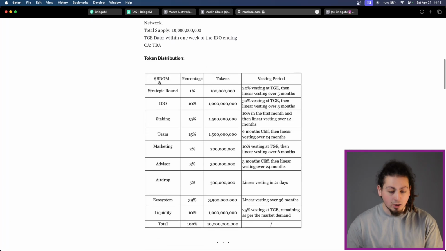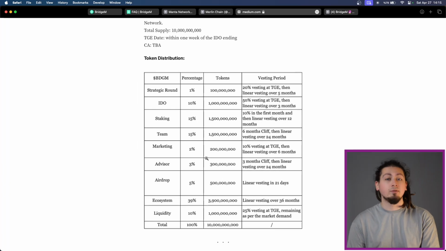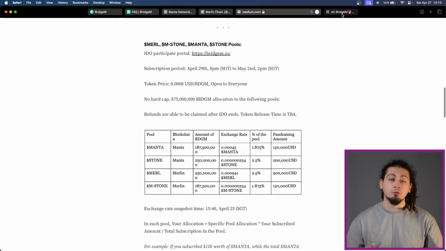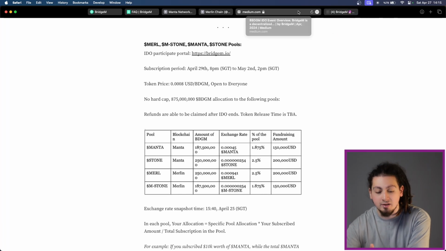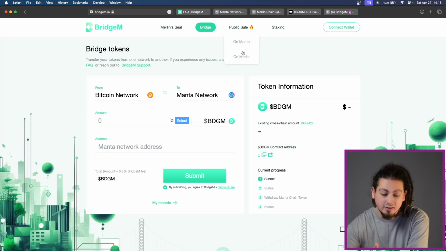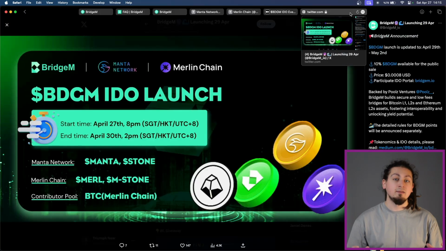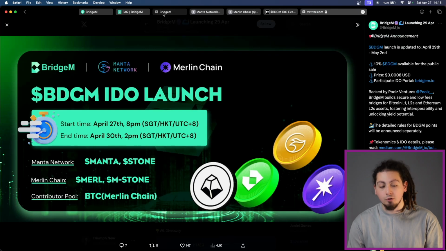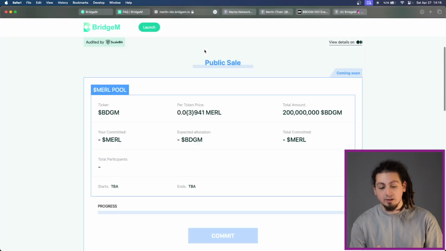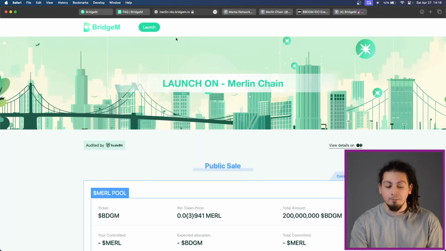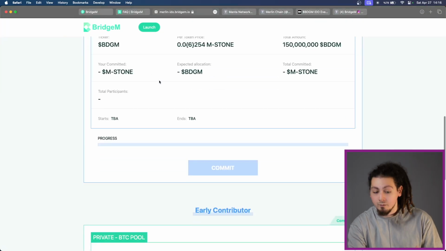Total supply is right now 10 billion tokens. Just after a week at the end of the IDO, the token generation event will be live. In this Medium article, you will also see the tokenomic details, such as how they distribute IDO, staking and airdrop allocations. You will be able to access the BDGM IDO from the BridgeM IDO portal, and the subscription period, as I have said, is 29th of April to the 2nd of May. And the token price will be 0.0008, which is quite low with a low market cap as well.